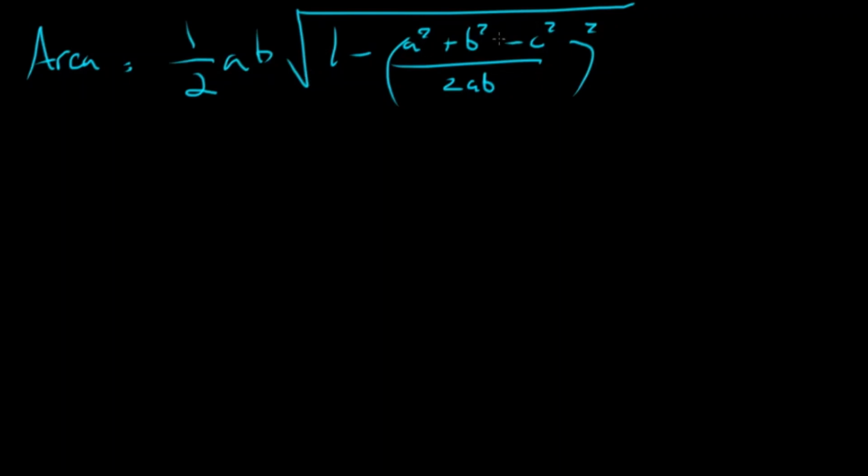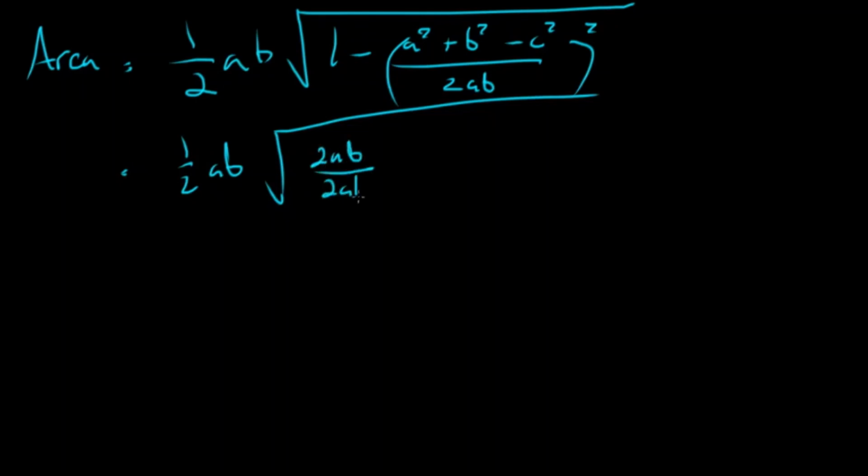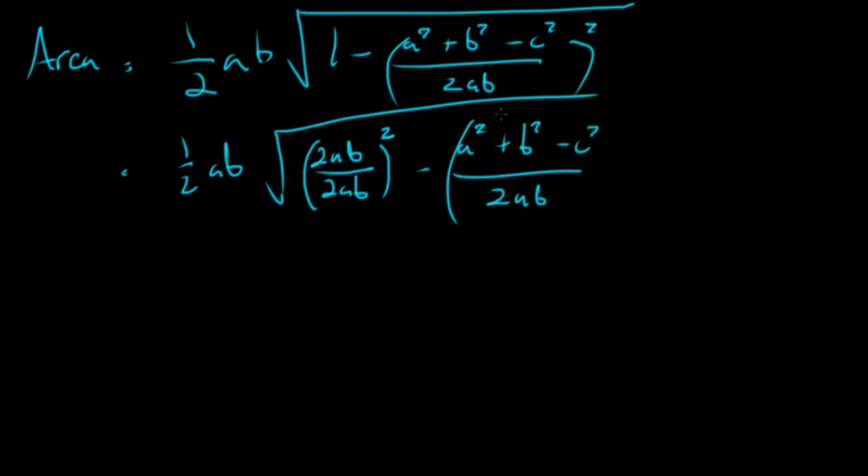What I'm going to do, a very common thing that we do, is find a common denominator within the radical. So that's what I'm going to do here. I have this 1/2 AB, which I'll deal with later. But right now, I'm going to get a common denominator. So 1 is 2AB over 2AB. I'm going to go ahead and write 2AB over 2AB. But I also want the square here, so I'm going to square this thing. That's still a 1. Then A squared plus B squared minus C squared all over 2AB, and this whole thing is squared.